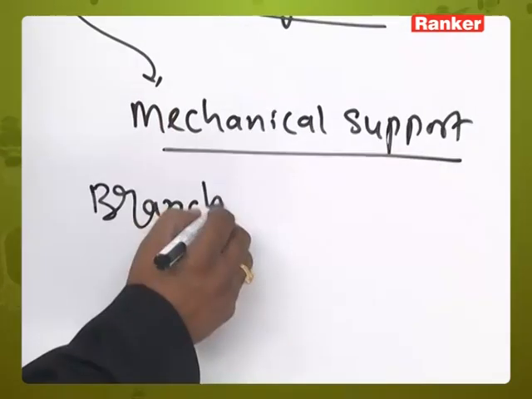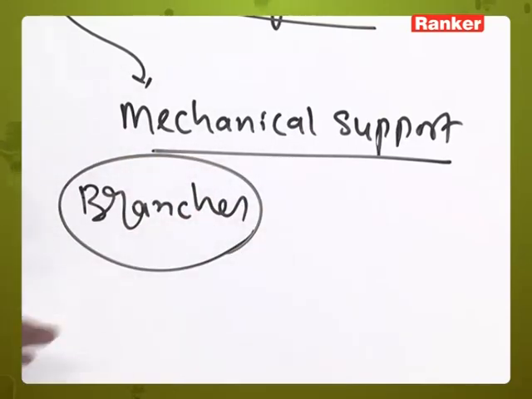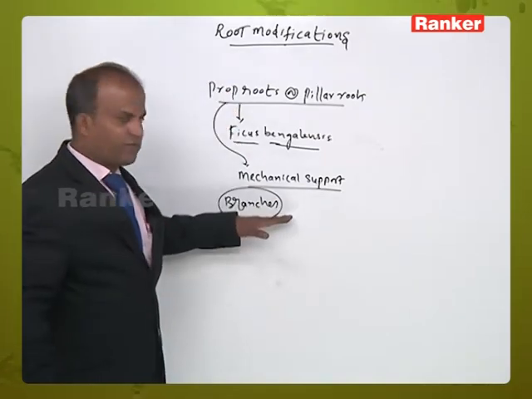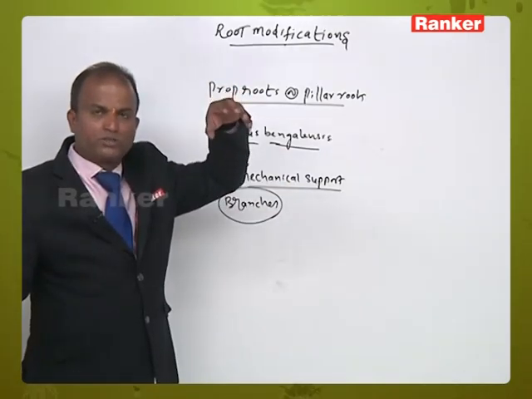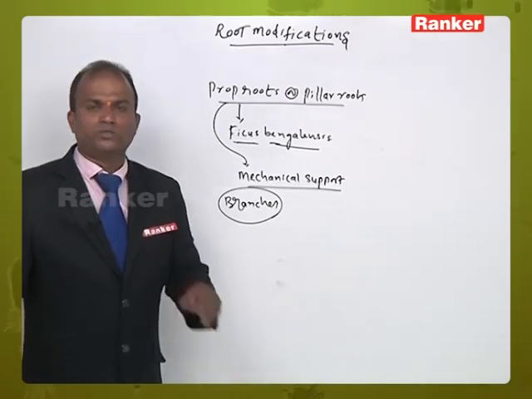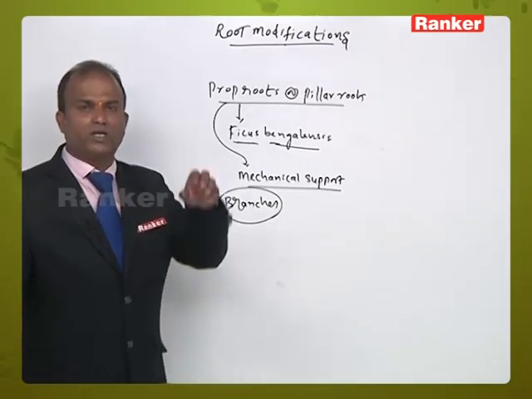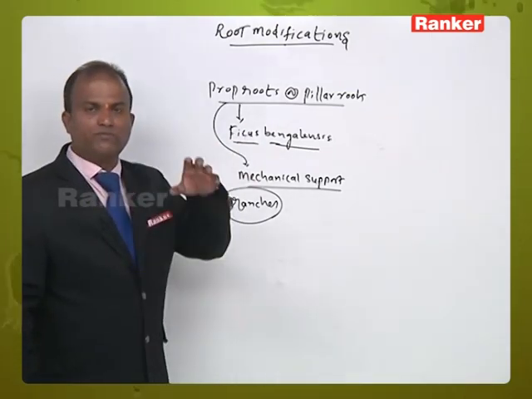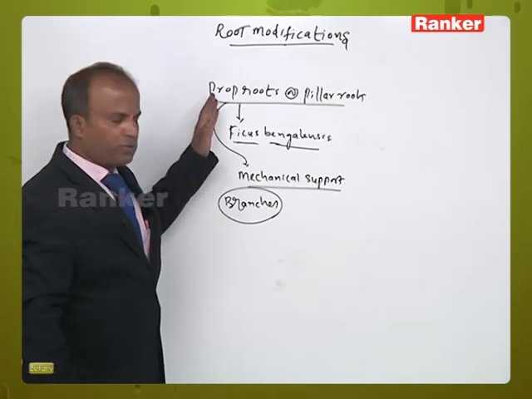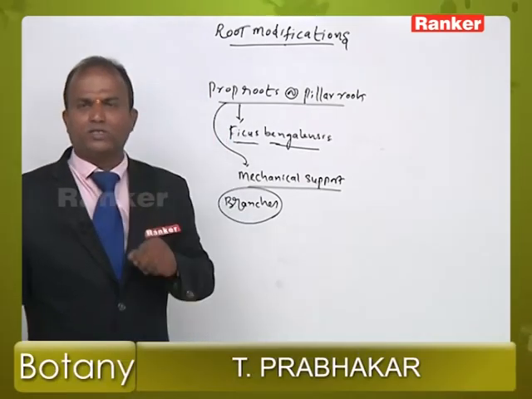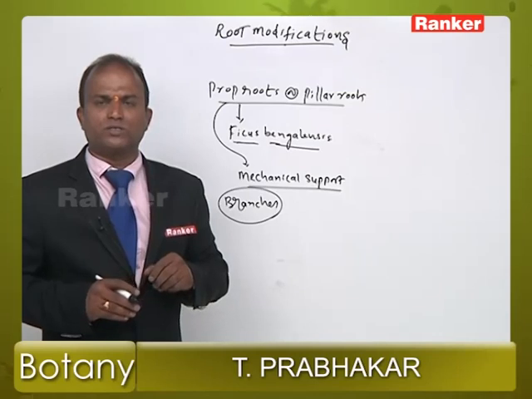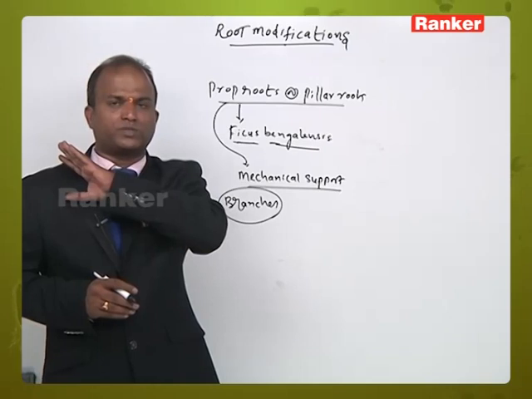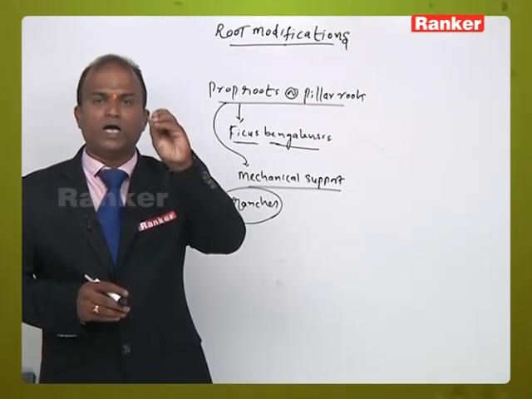These prop roots or pillar roots develop from the branches. Slowly they move towards the soil, penetrate into the soil and give mechanical support to the Ficus bengalensis. Are they acting as original roots? No. They function like a root and give mechanical support, but they do not help in absorption of water and minerals.